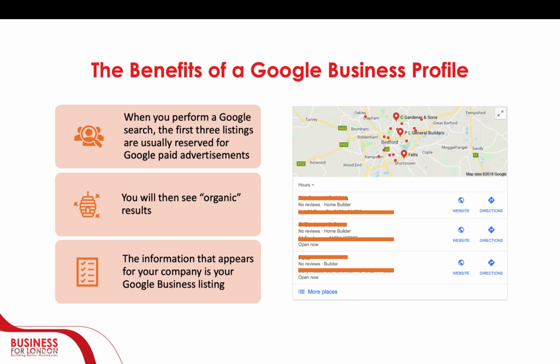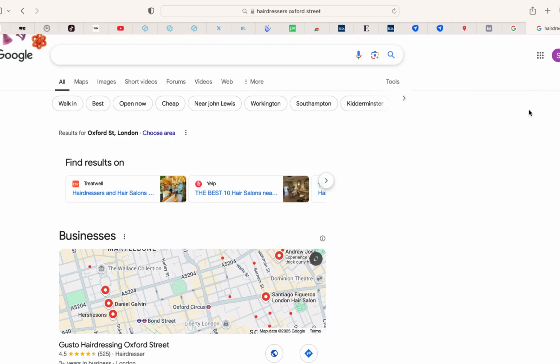Now, when you perform a Google search, the first 3 listings are usually reserved for Google paid ads. The pay-per-click ads. These will say sponsored when they come up in a search. And then you will see the organic search results. Now, the information that appears that looks like this is the information generated by your Google business listing. Let's do a quick search on Google so I can show you what I'm talking about.